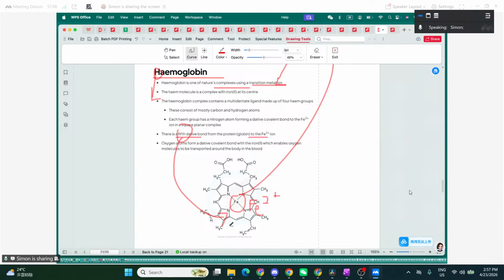So when the fifth dative covalent bond is formed, the globin donates a lone pair of electrons into the empty orbital. In this process there is a fifth dative covalent bond, right? Understand now?